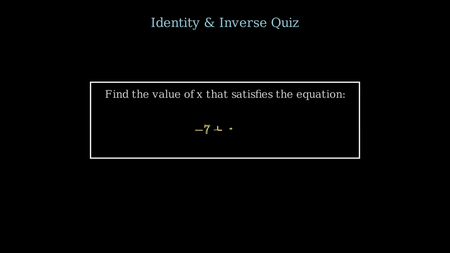Let's test your understanding with a quick quiz. Find the unknown value x in the following equation. Negative 7 plus x equals 0. Think about what property we should use here. Let's see how it works.